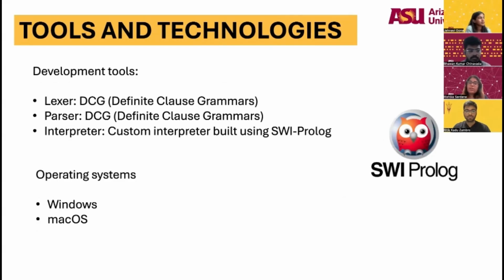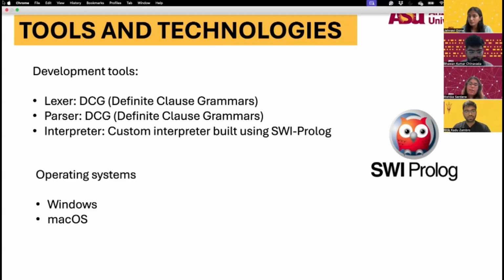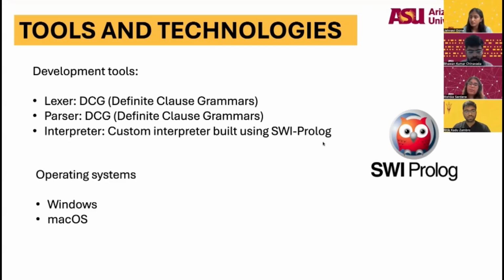For the tools and technologies used, we have used SWI Prolog as our core development tool. The lexer and parser were both written using definite clause grammar, that is DCG, and we've built a custom interpreter to execute the parsed code. Pulsar is compatible with both Windows and Mac OS, so it should be easy to run on most systems.